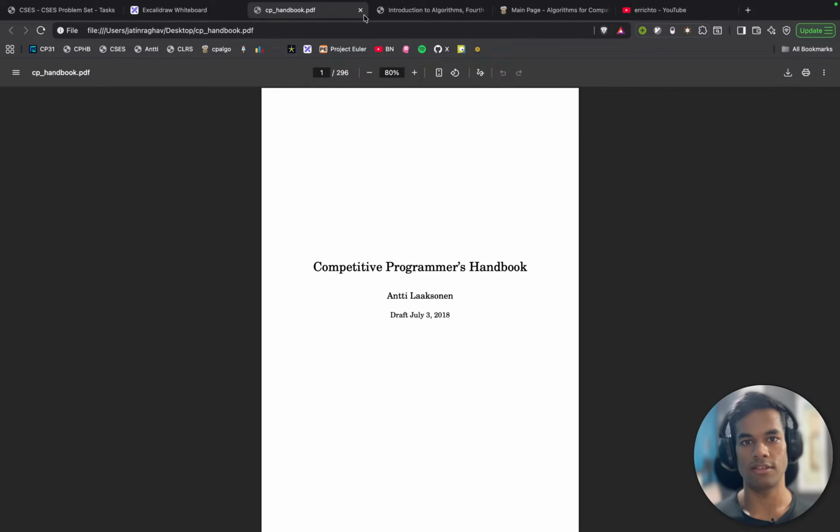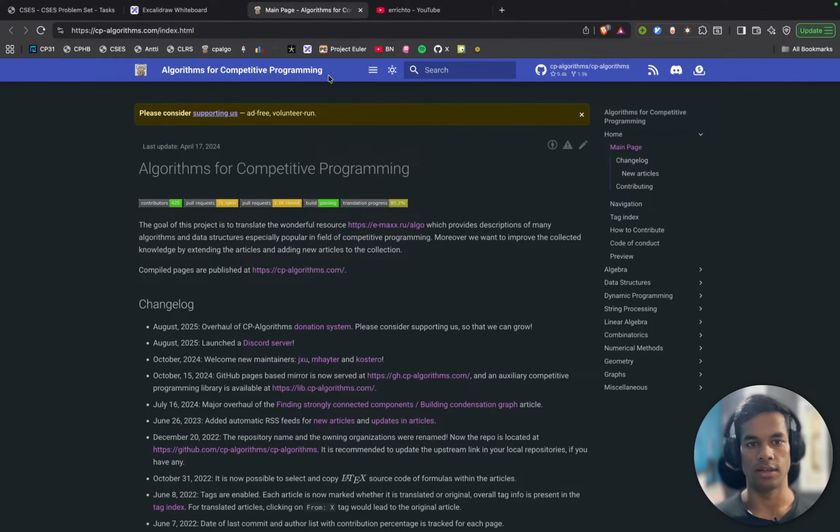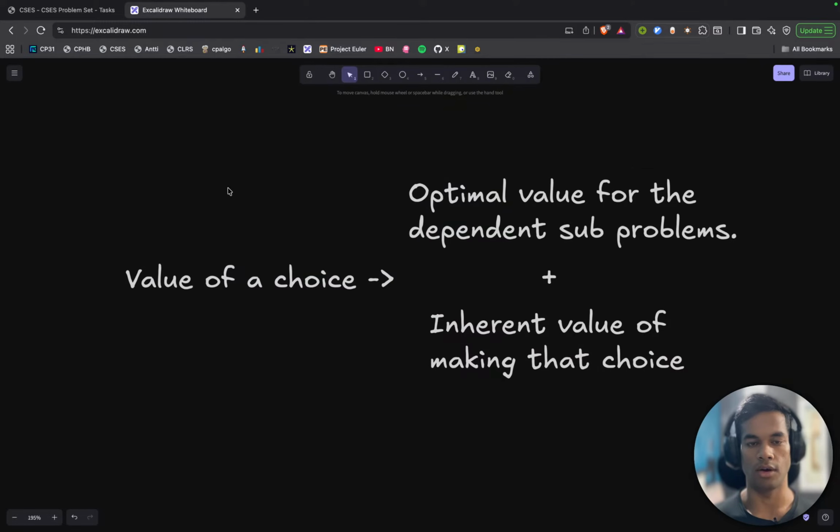So these things are for theory: Competitive Programmer's Handbook, CLRS. This book is also called CLRS because of the names of the authors. And this also for theory and also this for theory.